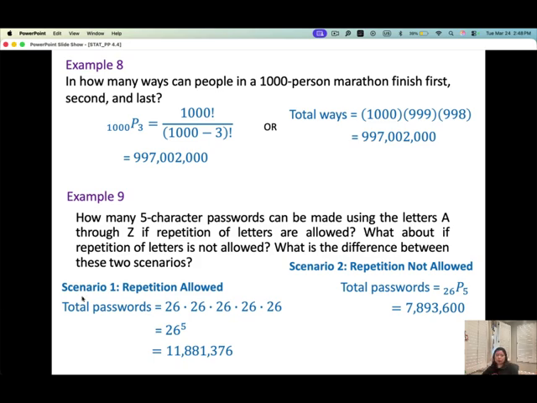So when you compare scenario 1 and scenario 2, you're going to find out that in scenario 1 we have more different ways because the letters can be repeated. But in the second one, since the letters are not repeated, we have fewer different ways compared with scenario 1.